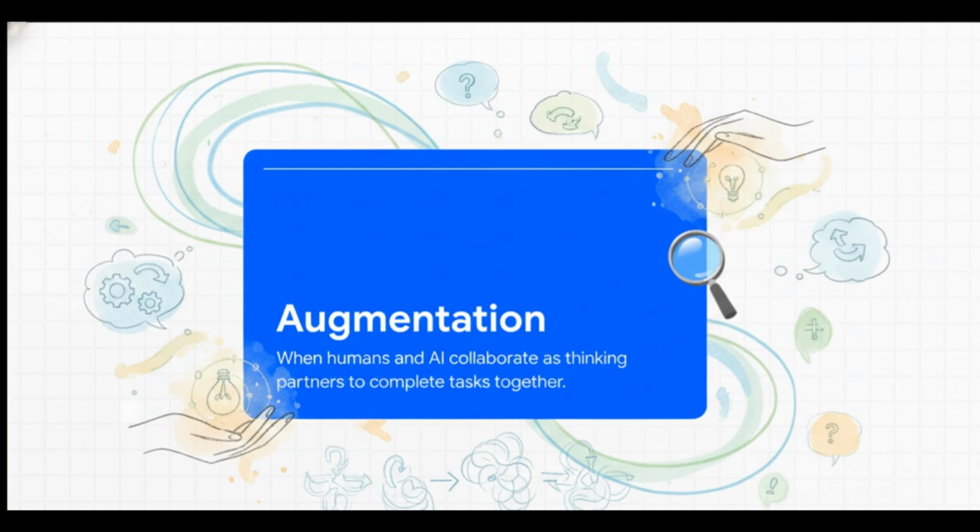Then, we step up to a much more dynamic relationship, augmentation. This is where the real magic of generative AI begins to shine, because you aren't just barking orders anymore. You are collaborating as a true partner. You ask a question, the AI provides a draft. You push back on its logic, using that discernment we talked about earlier, and together you iteratively arrive at a much stronger final product than either of you could have created entirely alone.